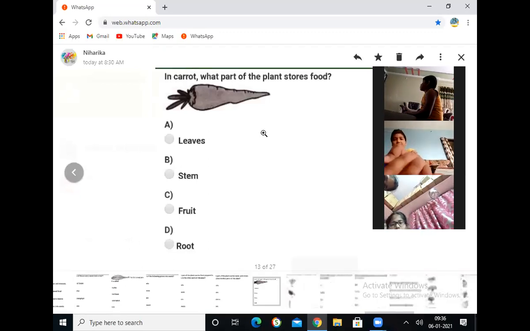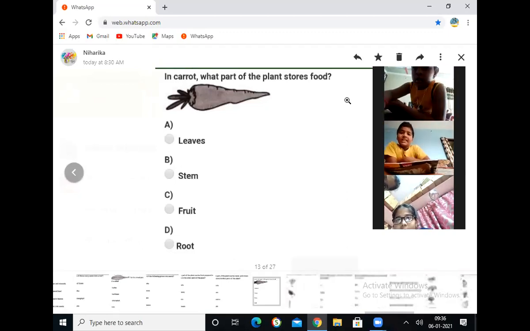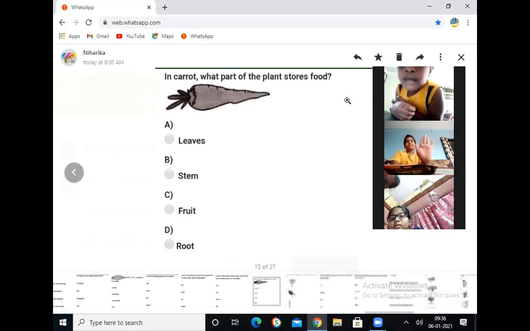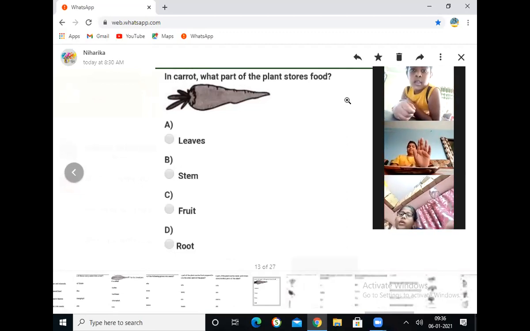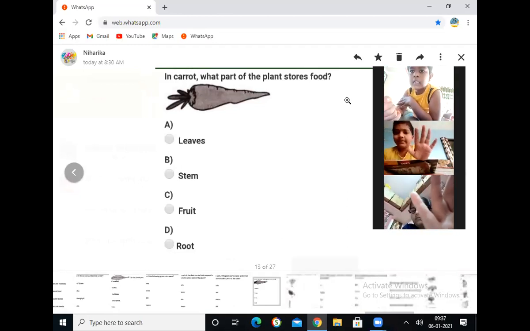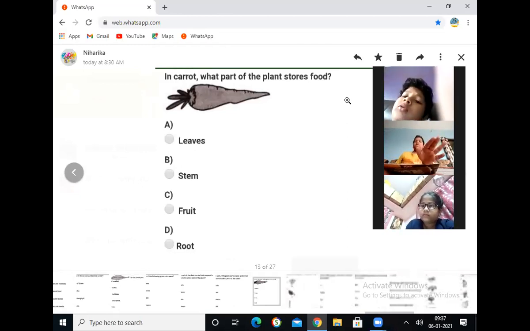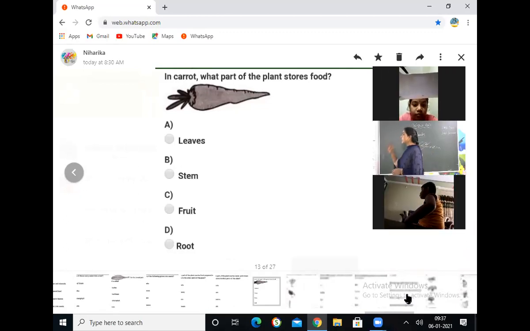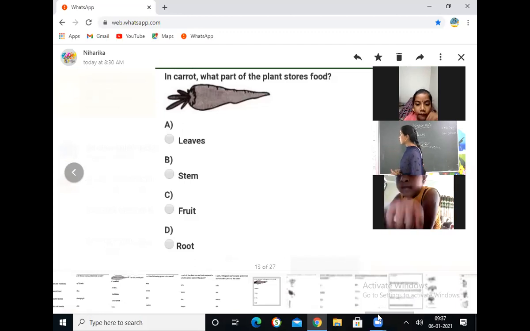In carrot, which part of the plant stores food? Leaf, stem, fruit, root. What is the answer? Leaves? Carrot leaves are food? Root. Yes, the right answer is the root. Carrot looks like a root, so the carrot will store food in the root. Right answer for Revan. Yes, we will move to the next question.